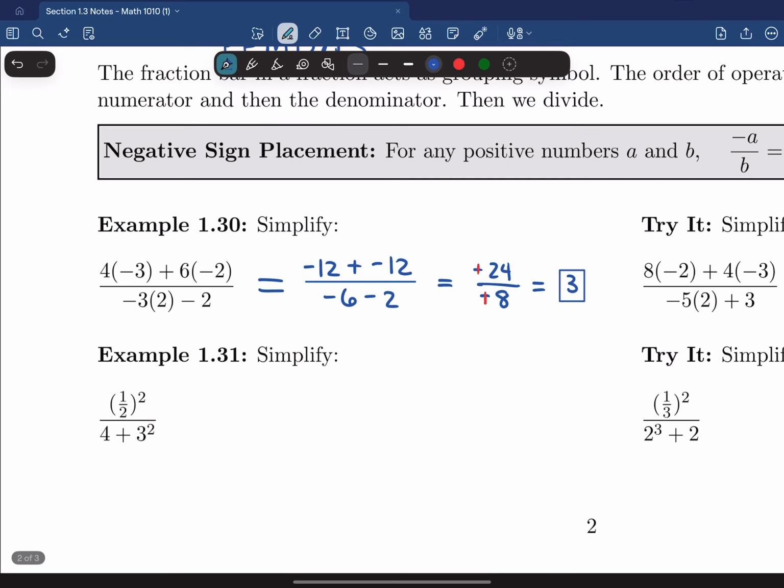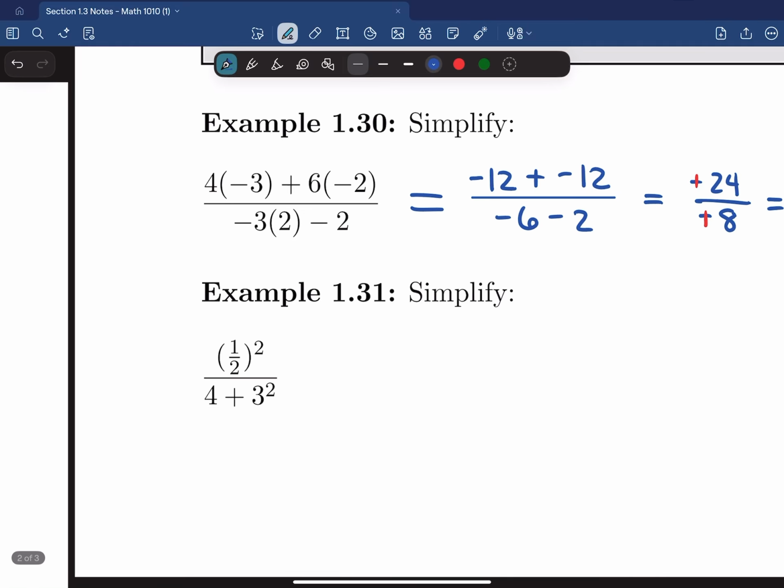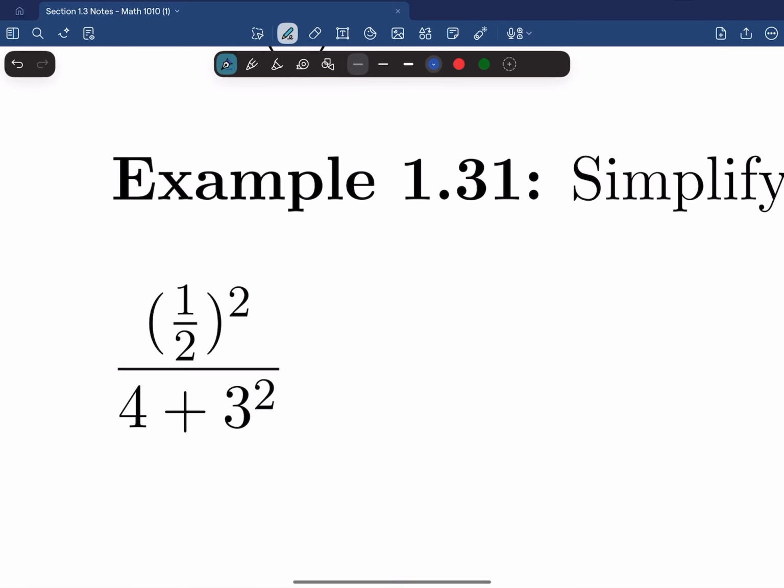Great, so we just took this big fraction with lots of operations and we simplified it. It is now just 3. That's great. Example 1.31. Let's simplify this fraction. It has 1/2 squared divided by 4 plus 3 squared.